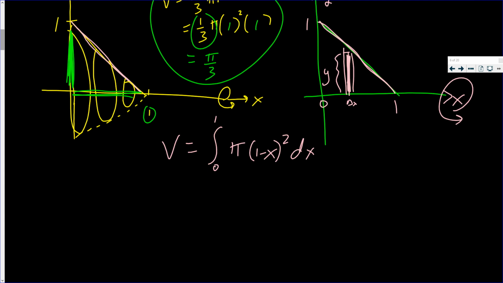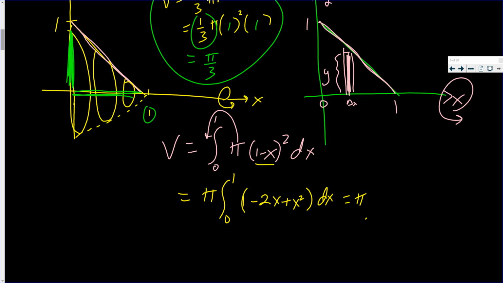Let's do it. I'll bring the pi out in front. So we have pi times the integral from 0 to 1. I'll actually square that, so I get 1 squared minus 2x plus x squared dx. Now I'm going to actually integrate it.